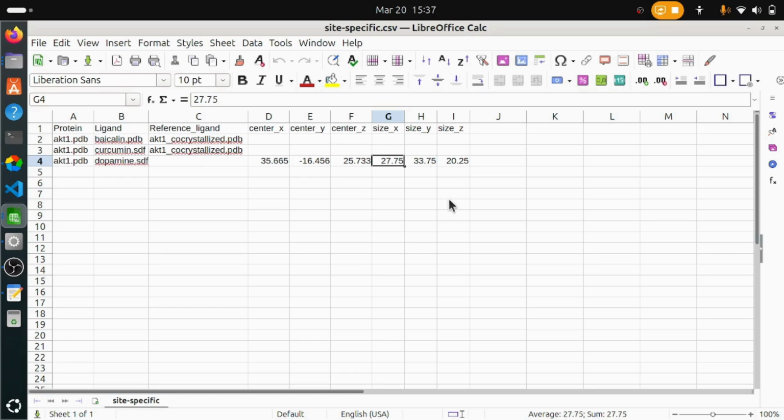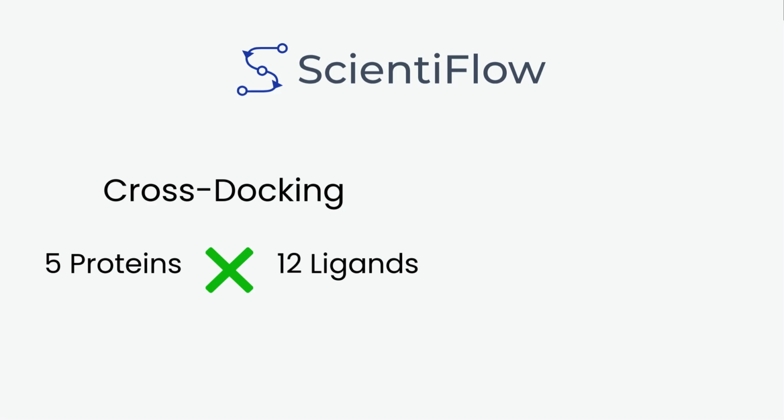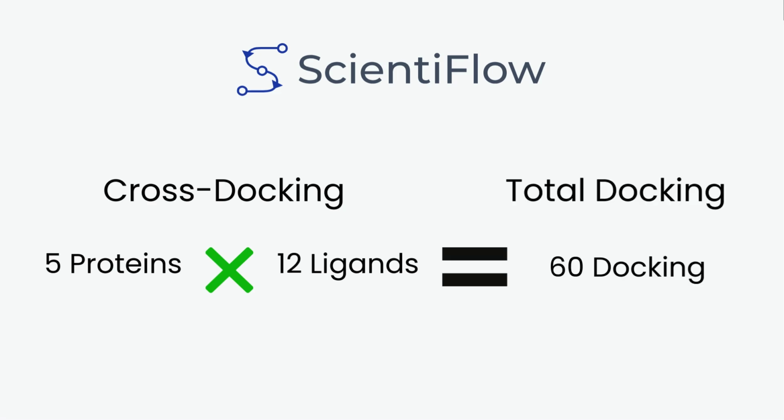Now I will show you a demonstration to perform site-specific docking, since blind docking is very simple. Let's get started with practicals. Let's say we have 5 proteins and 12 ligands and want to perform cross-docking. It would have taken 60 dockings for us to complete our study. Performing docking and protein-ligand interaction analysis manually would have been difficult. Let us see how simplified it is in ScientiFlow.